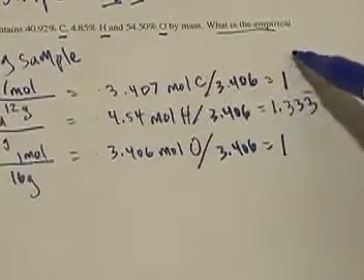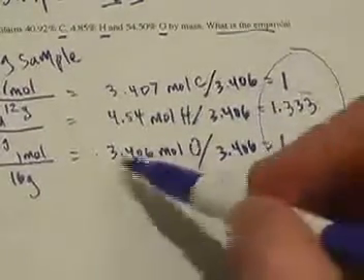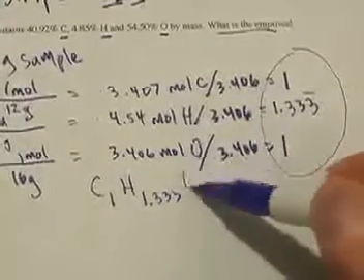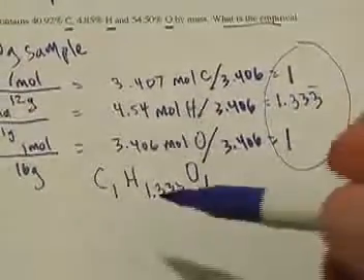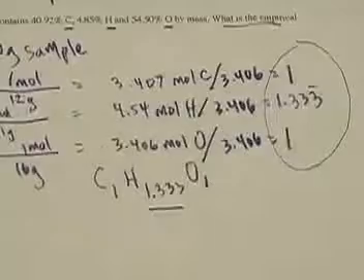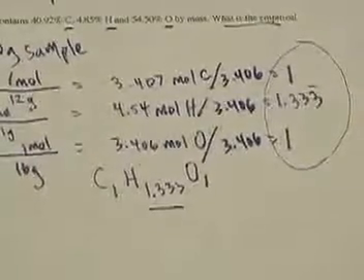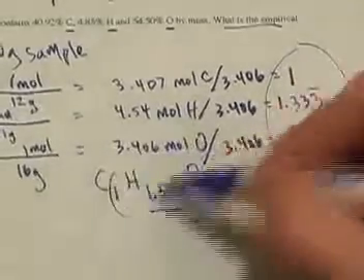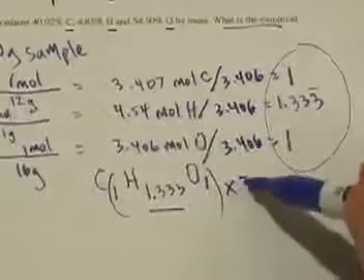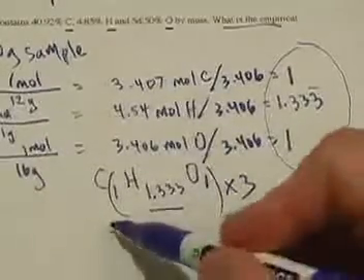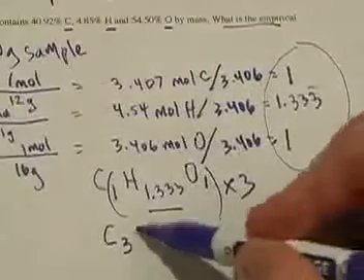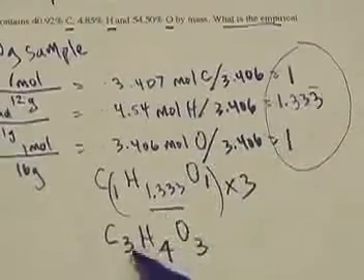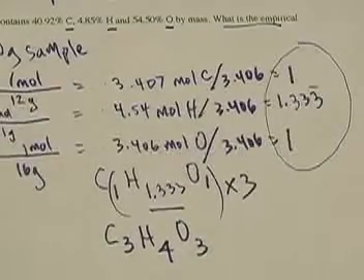If I wrote the formula using these, I'd write it as C1H1.333 repeating O1. But you know as well as I do that you can't have a third of an atom of hydrogen. So what I need to do is make these subscripts whole numbers. To do that, I could take each one of these subscripts and multiply it by 3. If I multiply by 3, then I end up with C3H4O3. And this is the simplest whole number ratio of carbons to hydrogens to oxygens.